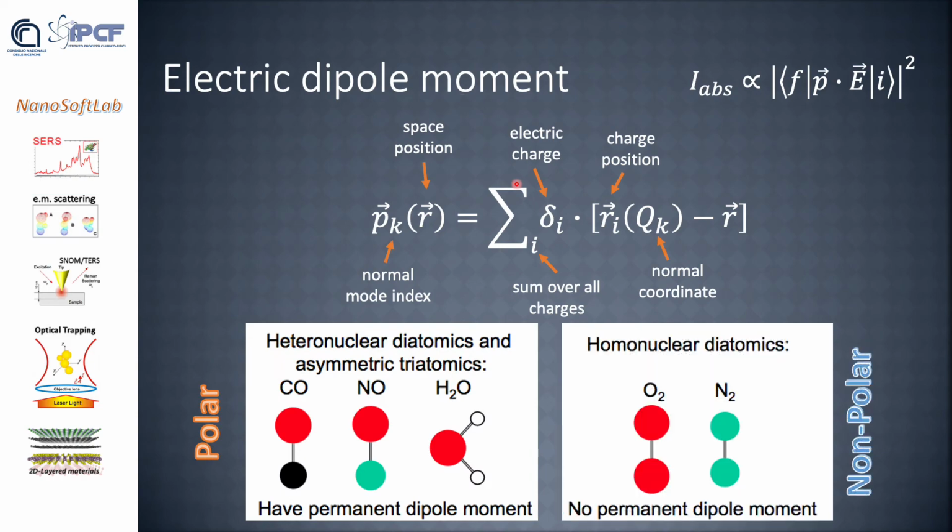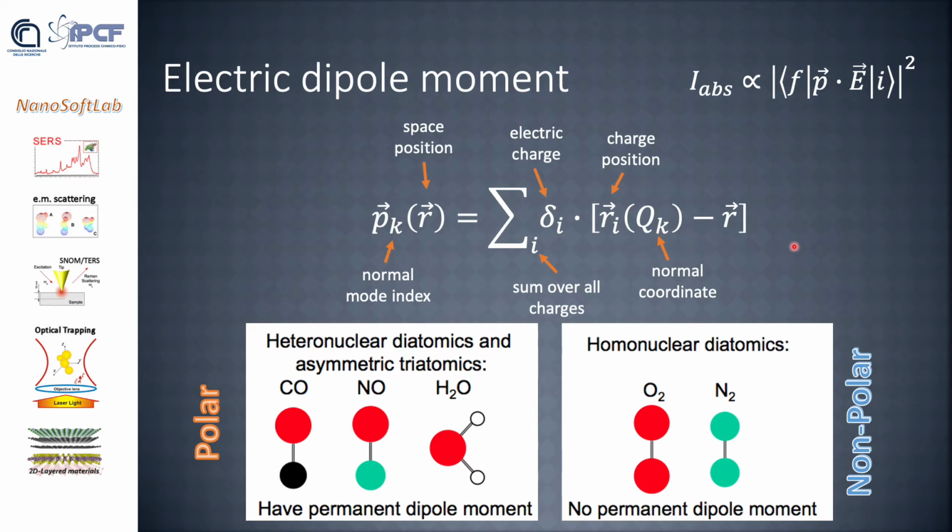For a polyatomic molecule, the dipole moment of the molecule will be the sum of the dipole moments associated with each charge. So we have to sum over all the charges, the charge position, that will be a function of the normal coordinates if the nuclei move, and this formula will provide you with the final dipole moment that will depend on the normal coordinate qk.